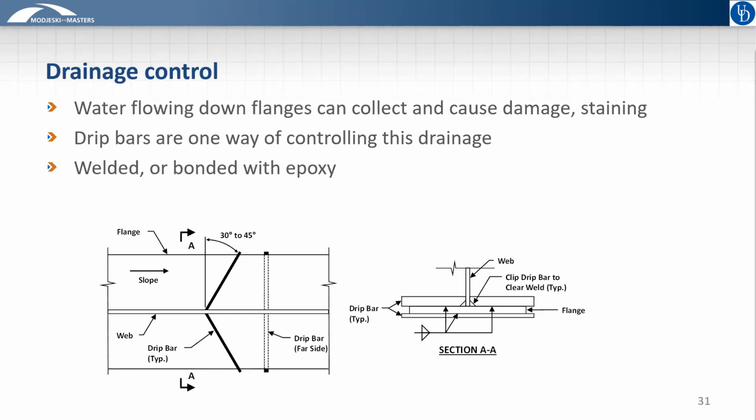These are usually welded, especially in areas of compression. If you do have these located on a tension flange, then you're going to want to check the fatigue implications of those sorts of welds. And if it's unacceptable, you can bond them with epoxy rather than welding.